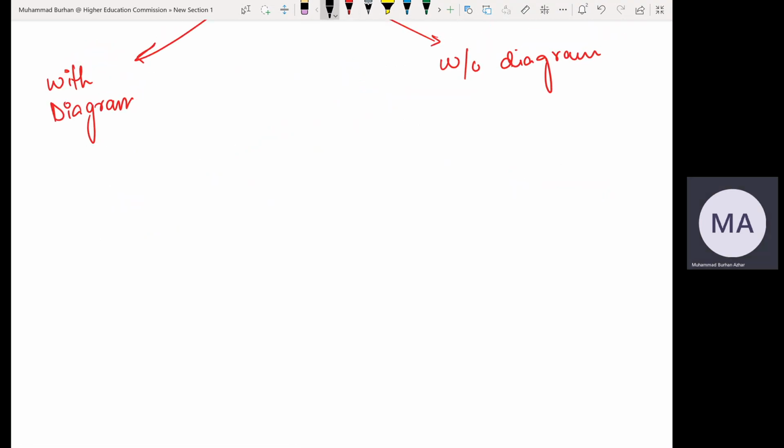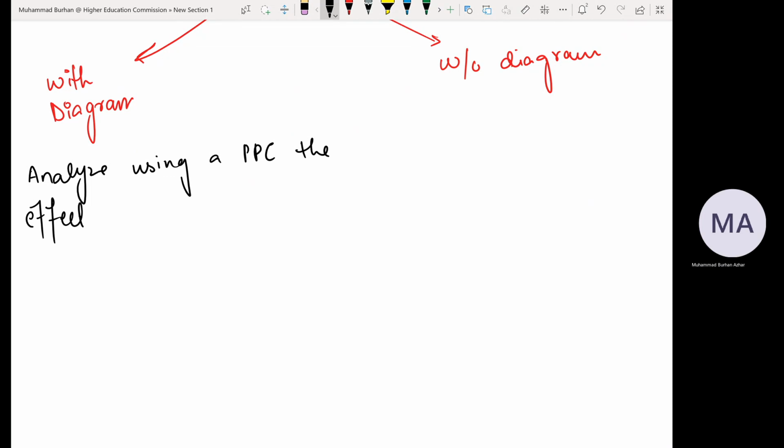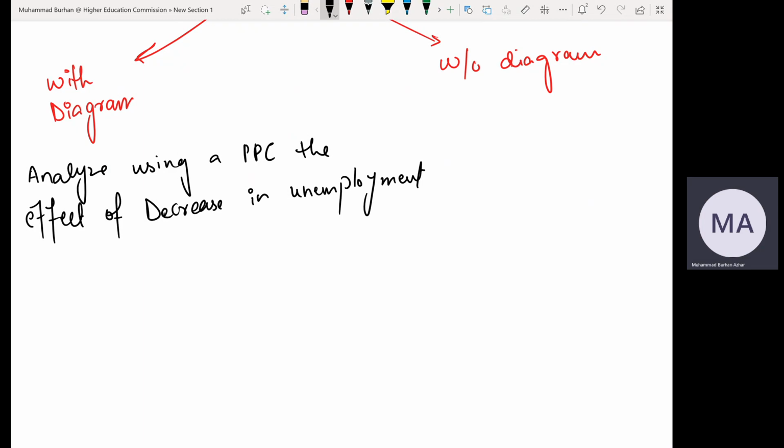Now, let's see what a diagram-based 6 mark question looks like. For example: analyze using a PPC the effect of a decrease in unemployment in an economy. This is a 6 mark question, and the question is explicitly asking me to use a PPC to explain it.